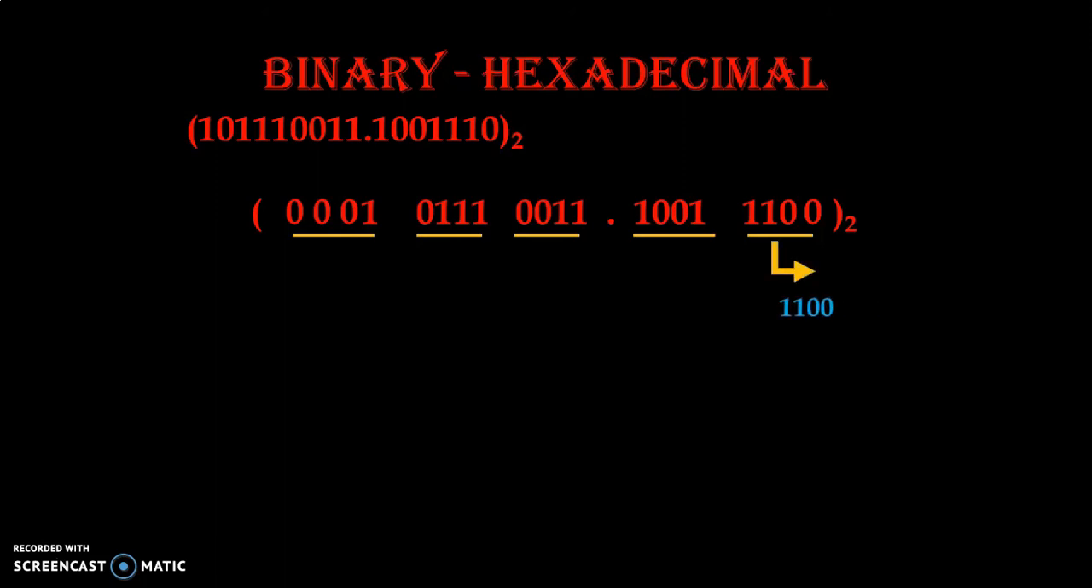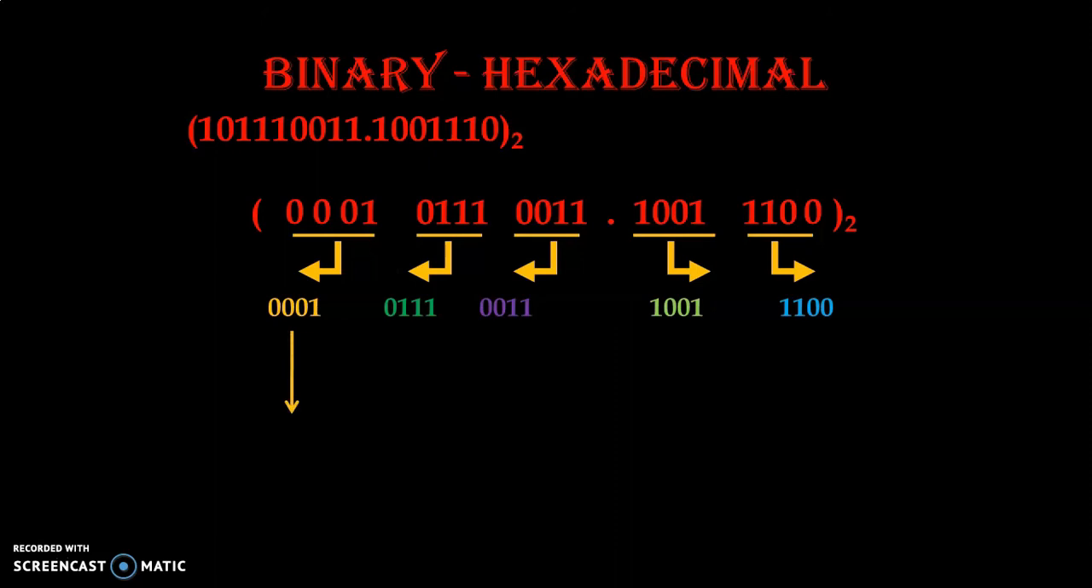So on the fractional side we have 1100, another group that is 1001. On the integer side we have 3 groups, 0011, 0111 and 0001. Now next step is very simple. We have to convert this group of 4 binary bits into equivalent hexadecimal number, and that value may be from 0 to F, that is 0 to 15.